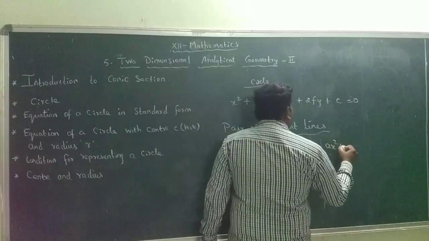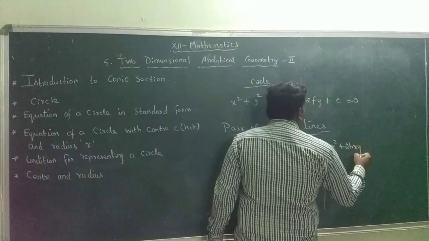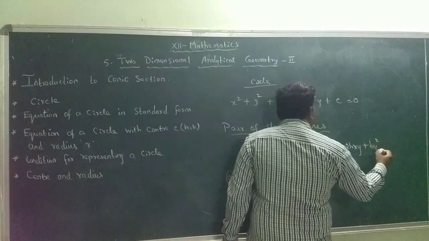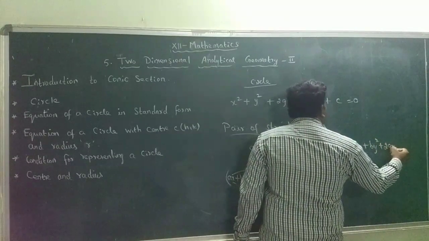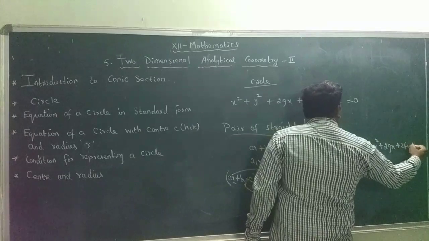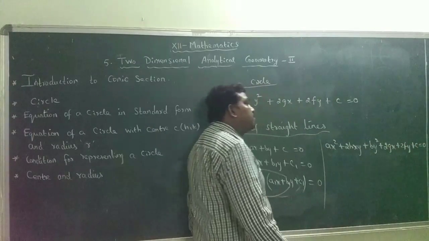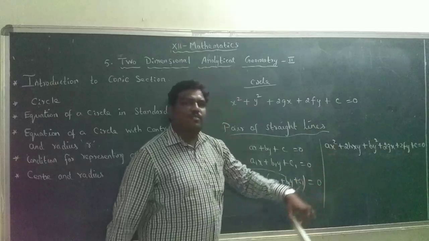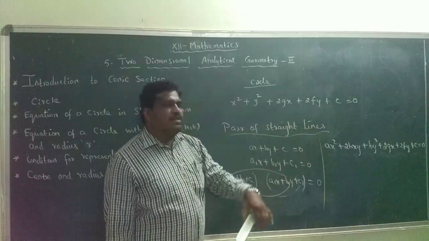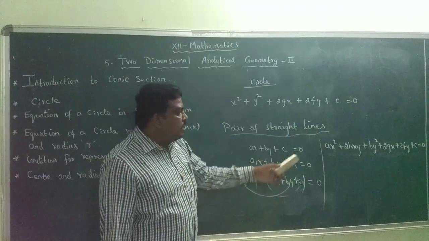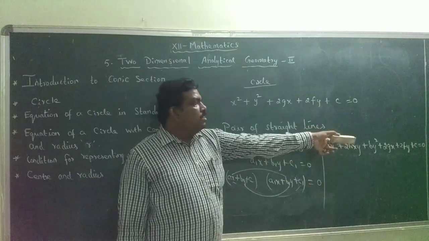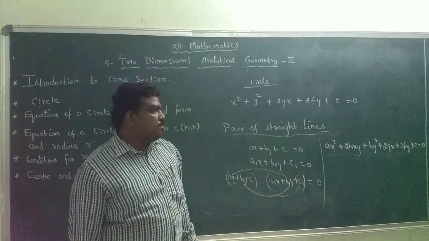ax square plus 2hxy plus by square plus 2gx plus 2fy plus c equal to 0. This equation is known as a pair of straight lines அப்படின்னு சொல்லுவோம். Here a, 2h, b, 2g, 2f are some coefficients, that's all.